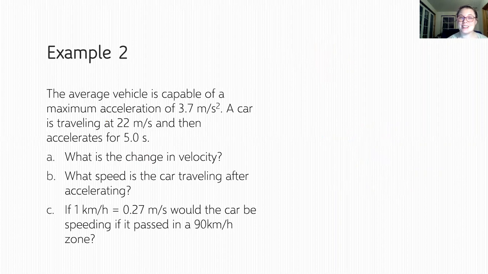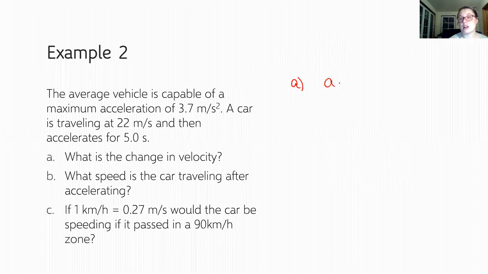Example 2. The average vehicle is capable of a maximum acceleration of 3.7 meters per second squared. A car is traveling at 22 meters per second and then it accelerates for 5 seconds. What's the change in velocity? And then I want to know what speed the car is actually at? And then we're going to figure out what it would be if we had to switch it to kilometers per hour. So A, what's the change in velocity?